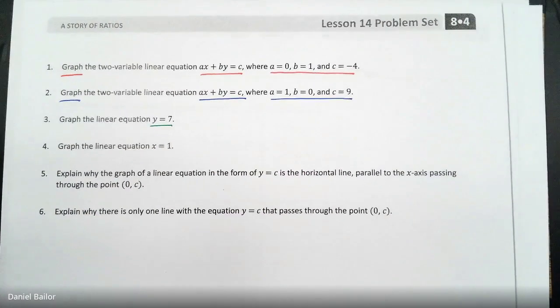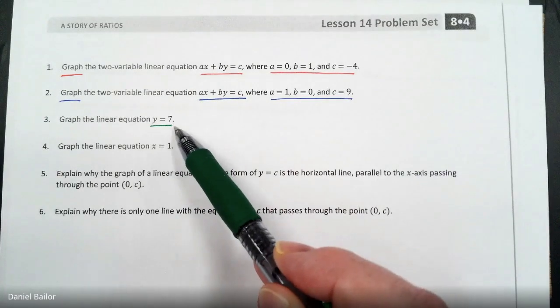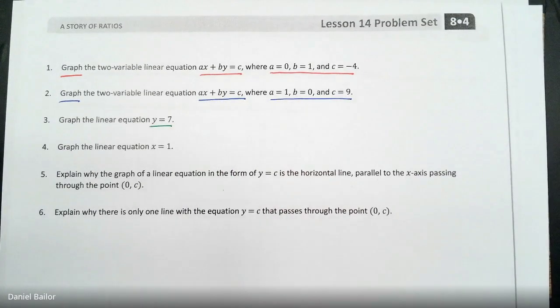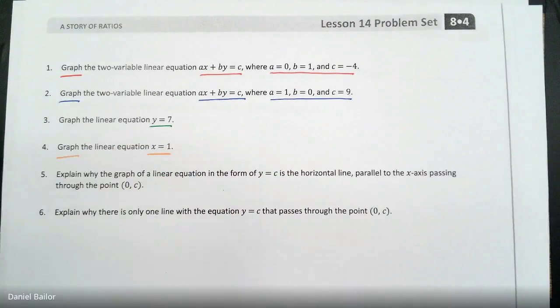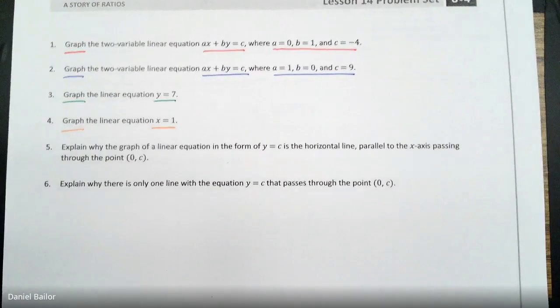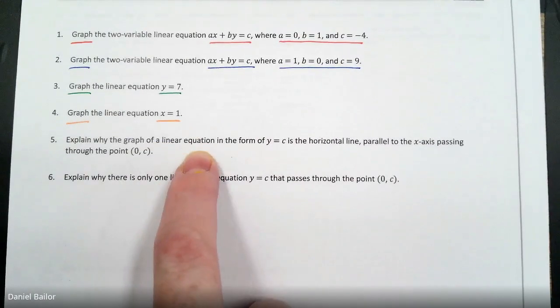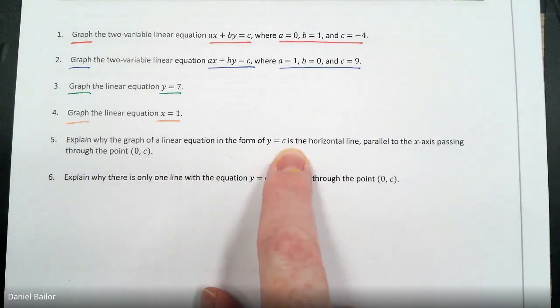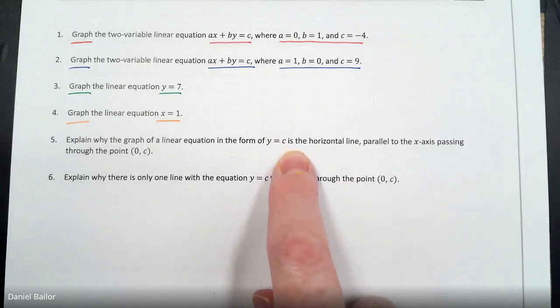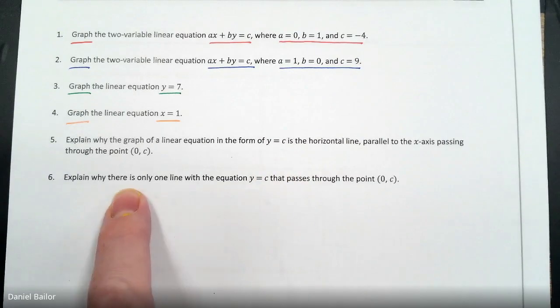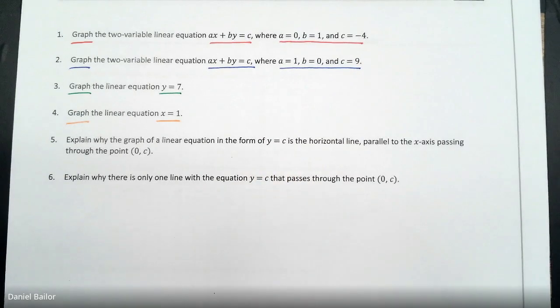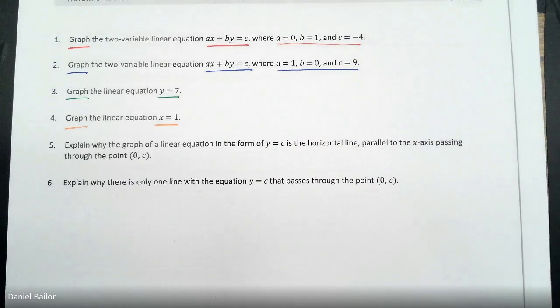And then graph this equation. Now, if you can do this without a table, try doing this without building a table. And also you can try to graph number 4 without a table. And then number 5, explain why the linear equation y equals c is a horizontal line. Explain why you get a horizontal line when there's no x. And for number 6, explain why there's only one line with the equation y equals c that passes through the point (0, c). So explain your learning for today for number 5 and 6.